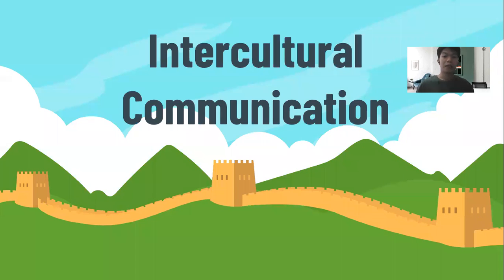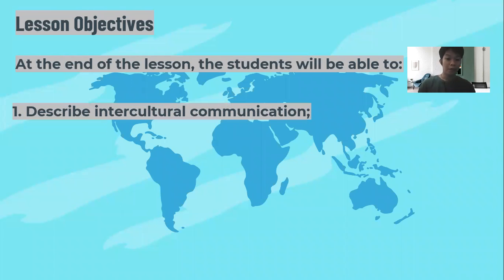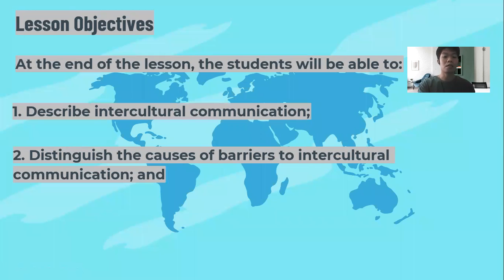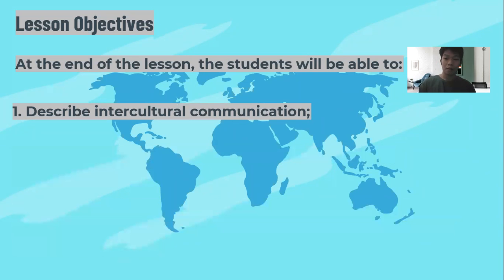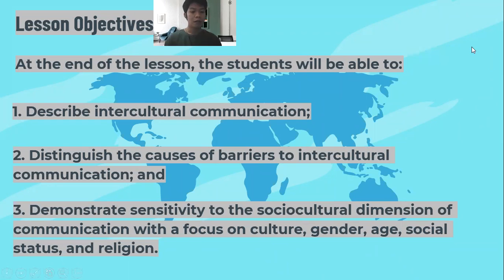All right. So the lesson that we're going to discuss for this meeting is intercultural communication. The lesson objectives: at the end of the lesson, students will be able to describe intercultural communication, distinguish the causes of barriers to intercultural communication, and demonstrate sensitivity to the sociocultural dimension of communication with a focus on culture, gender, age, social status, and religion.